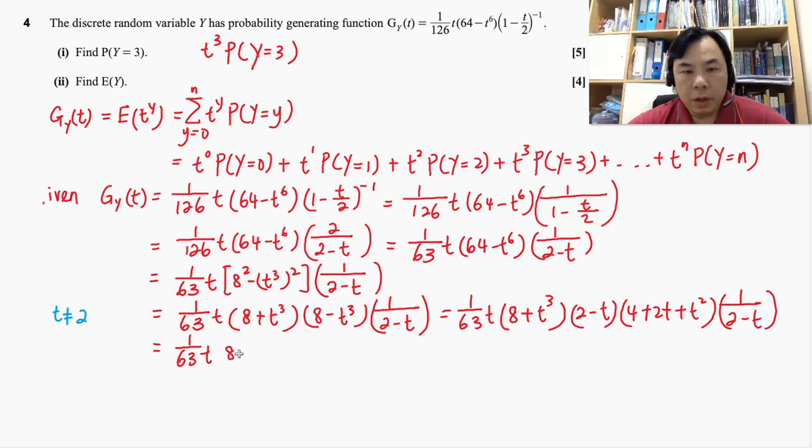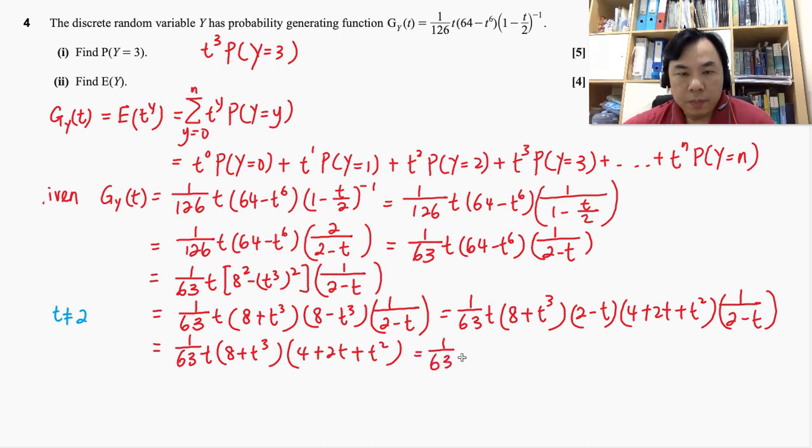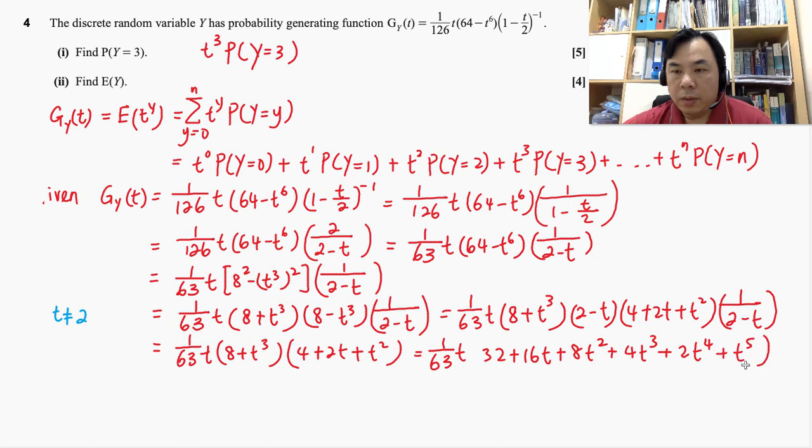What we have is t times (8 plus t cubed), and then (4 plus 2t plus t squared) here. Okay, and then we are almost done. At this point, all you need to do is just expand this. So if I were to expand this, there's a t, and then in this case I will have 32, 16t, 8t squared plus 4t cubed. 4t cubed, is it? Yep, correct. And then 2t^4, and then finally I have my t^5.